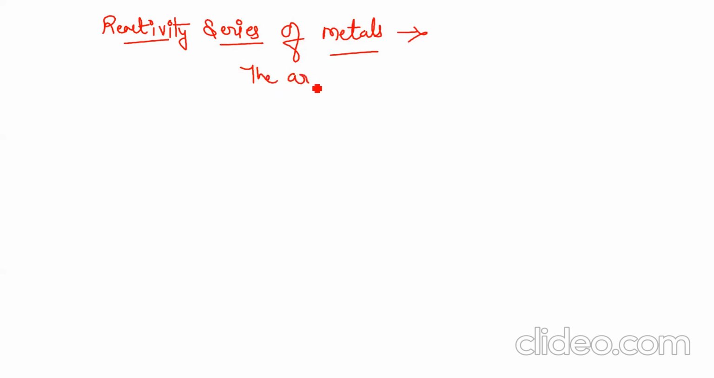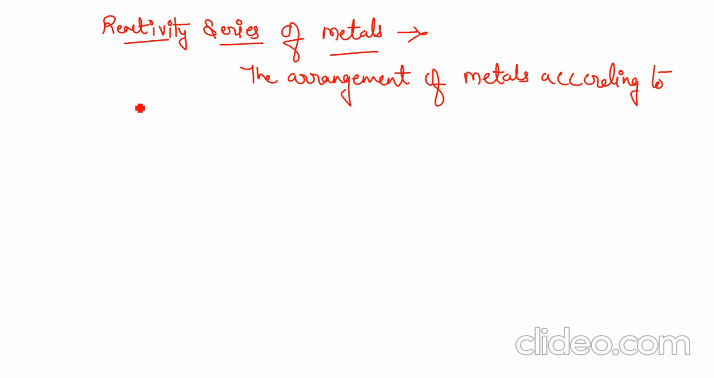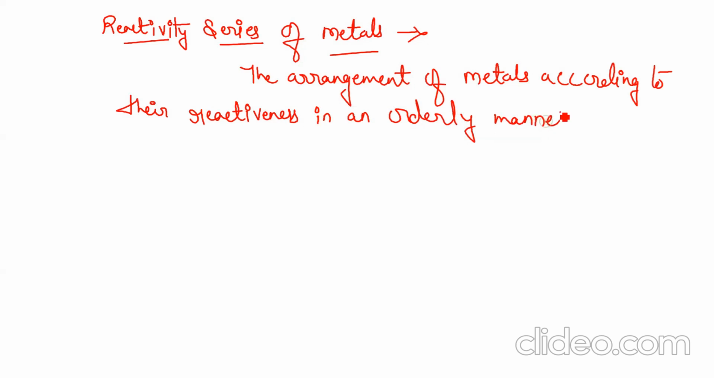So what is this? The arrangement of metals or elements according to their reactiveness in an orderly manner is called the reactivity series. Okay, this is known as the reactivity series.